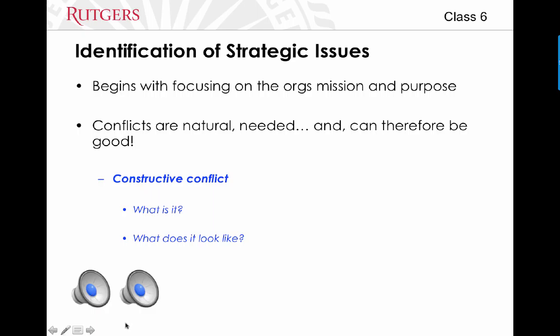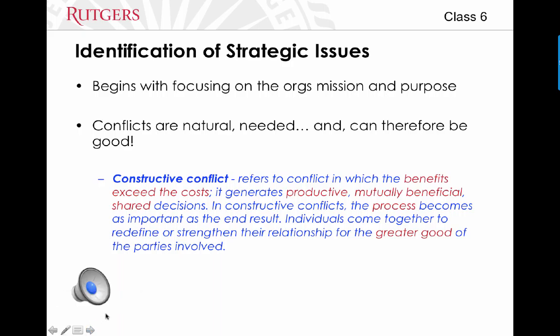In the identification of strategic issues, a key leadership task is to promote constructive conflict, which is conflict aimed at clarifying exactly which issues need to be addressed in order to satisfy key stakeholders and to create public value. Constructive conflict refers to conflict in which the benefits of engaging in conflict exceed any costs that may be experienced. Constructive conflict generates productive, mutually beneficial, shared decisions.